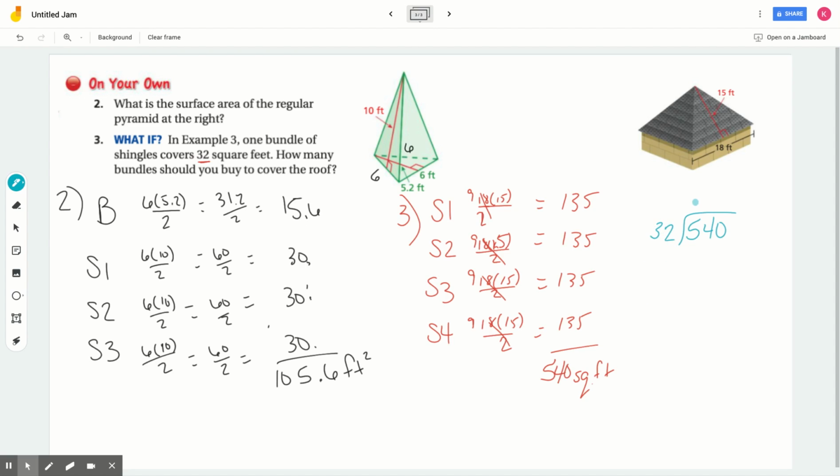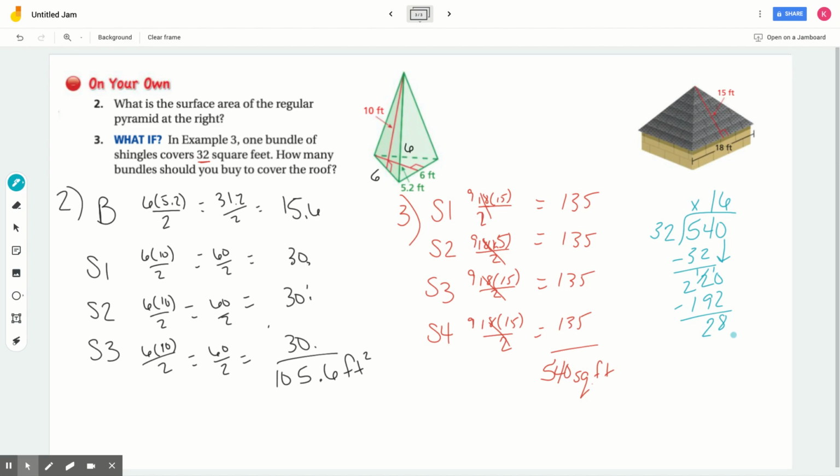We know that 32 can't go into 5, but it can go into 54 one time. 32 times 1 is 32, and we subtract to get 22. Bring down your 0, and 32 can go into 220 6 times. 32 times 6 is 192. Don't forget to borrow when you're subtracting. So 10 take away 2 is 8. 21 take away 19 is 2.